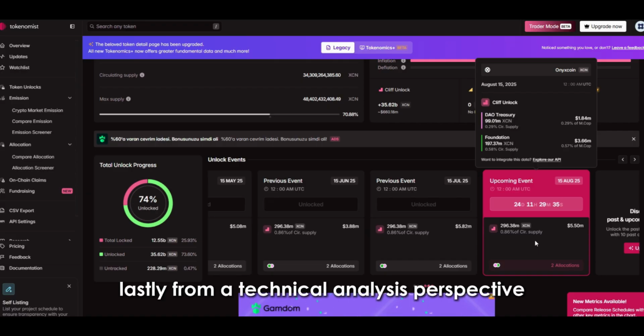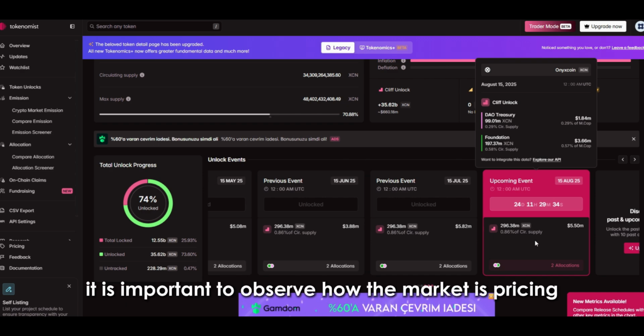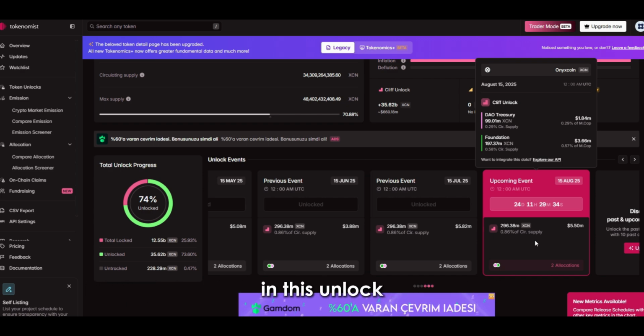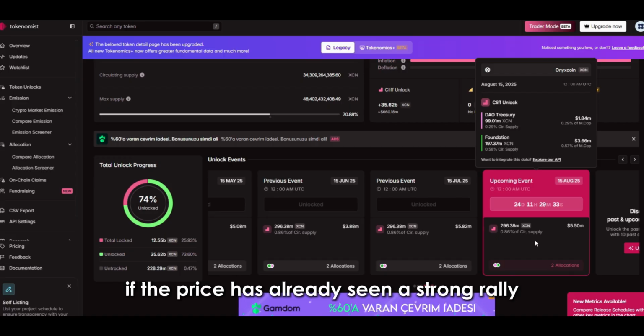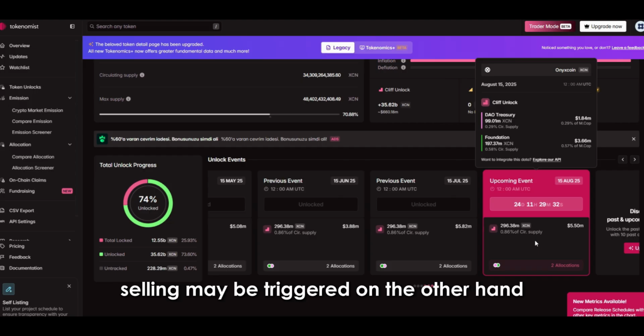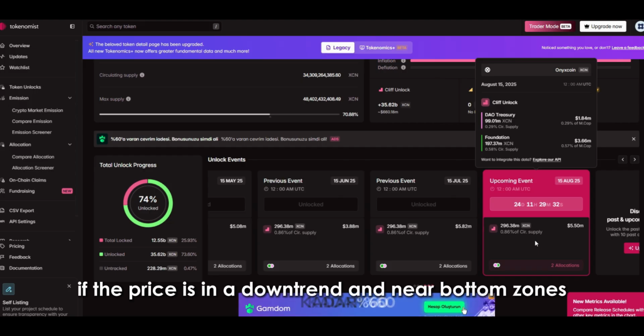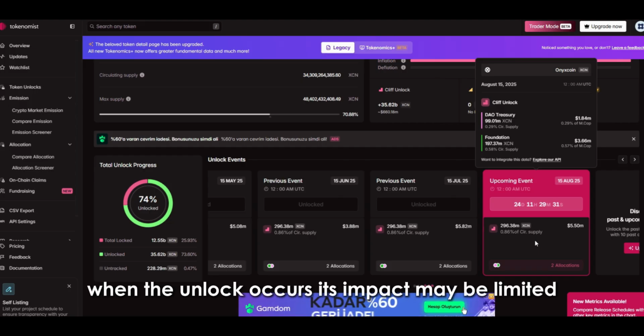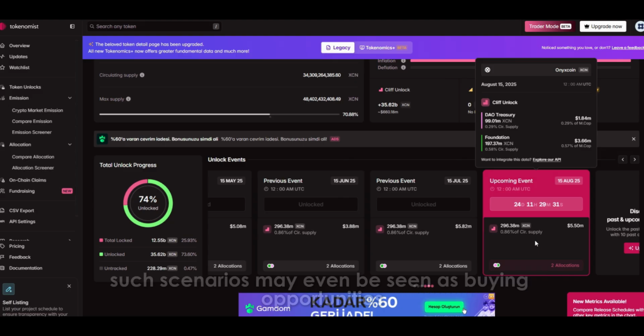Lastly, from a technical analysis perspective, it is important to observe how the market is pricing in this unlock. If the price has already seen a strong rally and the unlock coincides with the resistance area, selling may be triggered. On the other hand, if the price is in a downtrend and near bottom zones when the unlock occurs, its impact may be limited. In some cases, such scenarios may even be seen as buying opportunities.